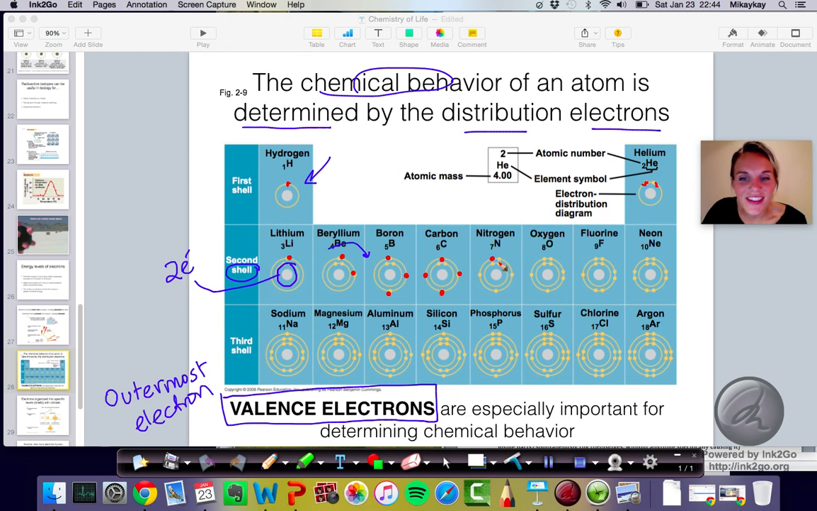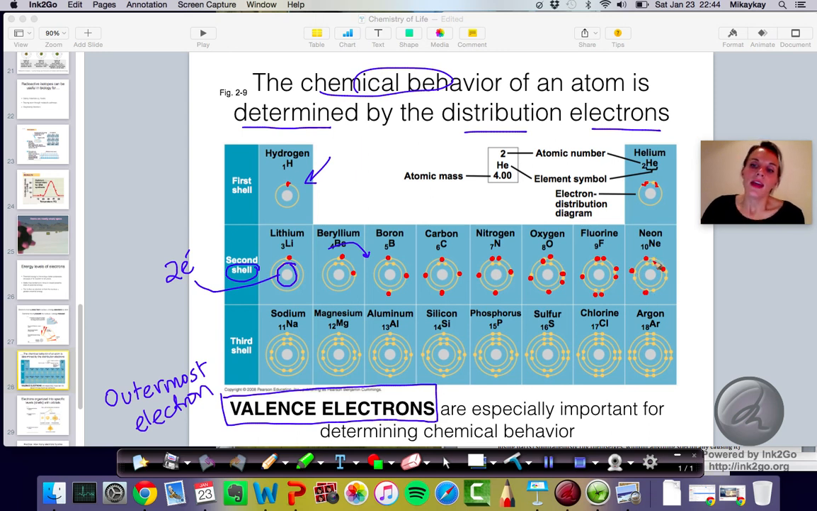Nitrogen has five, and oxygen has six. This is so much harder than I thought it would be. Oh my goodness, seven for fluorine, right? And you'll notice that they're increasing by one, and you'll also remember that neon has eight.